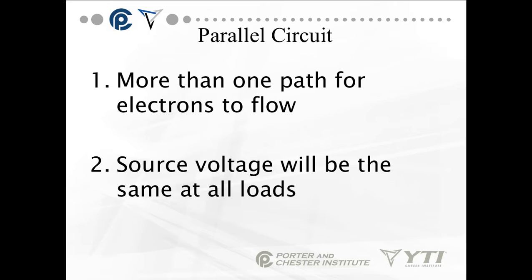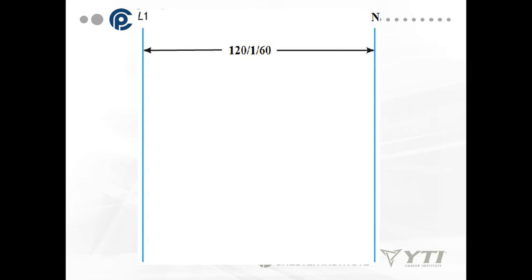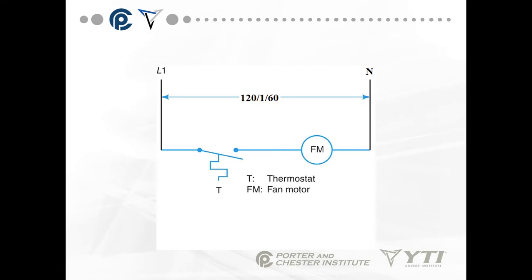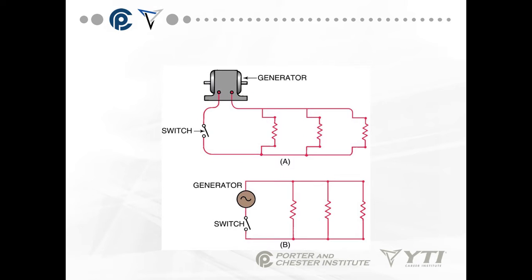Parallel circuits are the opposite. We have more than one path for electrons to flow. The source voltage will be the same at all loads. So I have my source, which is 120 volts, single phase, 60 hertz. This is just another way to designate that. Okay. Then I have a thermostat and a fan motor.